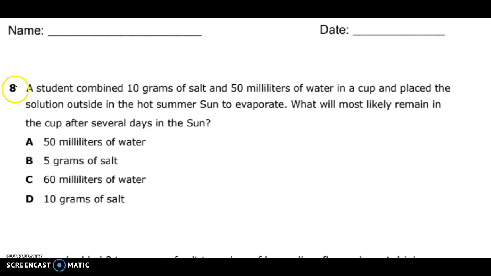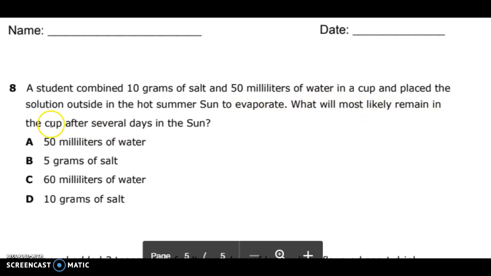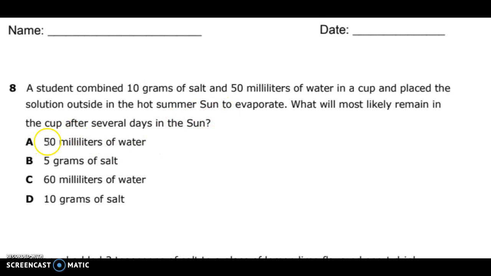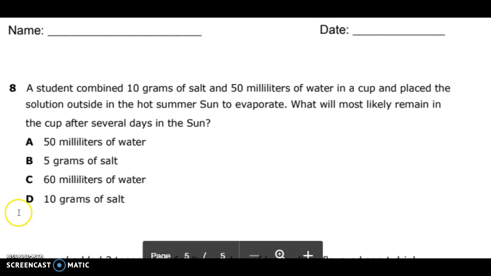Question 8. A student combined 10 grams of salt and 50 milliliters of water in a cup and placed the solution outside in the hot summer sun to evaporate. What will most likely remain in the cup after several days in the sun? A. 50 milliliters of water. B. 5 grams of salt. C. 60 milliliters of water. D. 10 grams of salt.